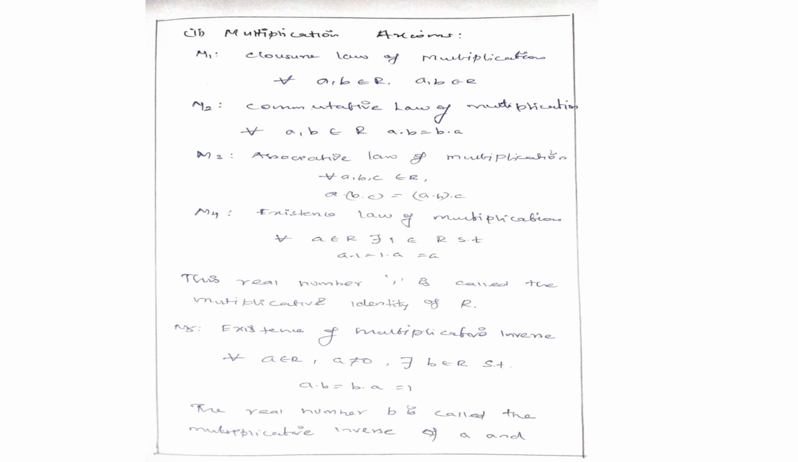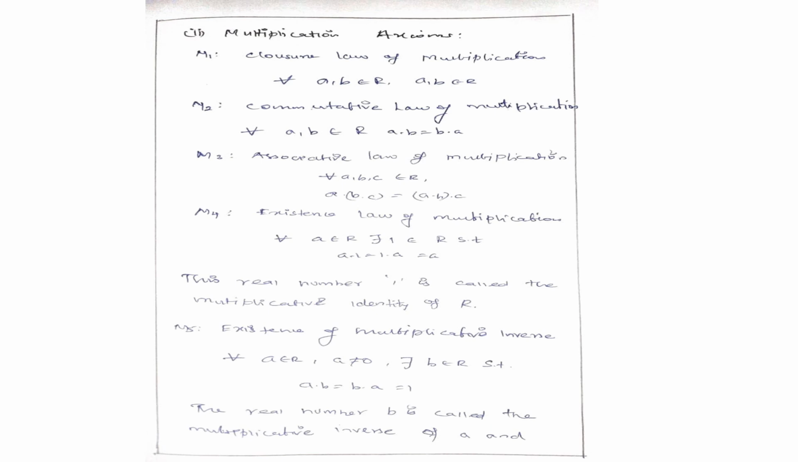So next one is the existence law of multiplication. We already saw this existence law for addition. There we took the value 0. In multiplication we are taking 1. So the identity here is 1. What is meant by the existence law of multiplication? One is called the identity element, also known as the multiplicative identity. If we multiply any number with 1, the resulting number will be the same number.